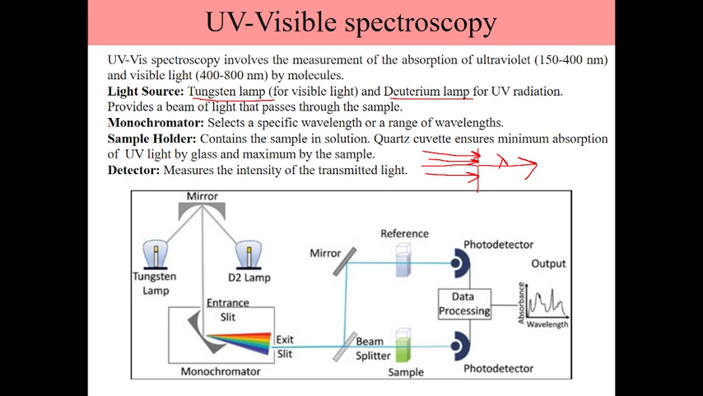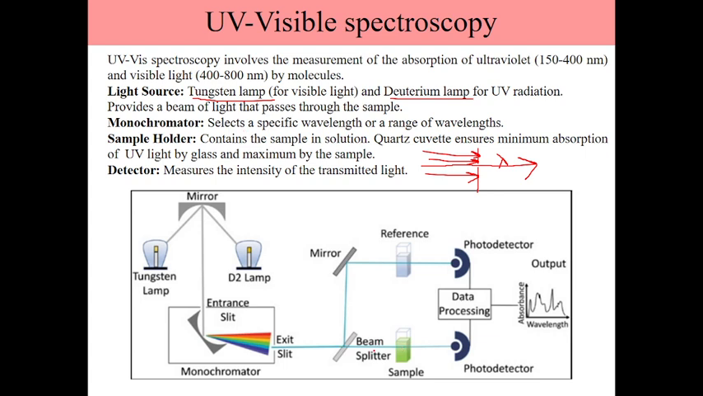It is allowing only light of a single color. So mono is single and chromator is particular wavelength. So light of a particular wavelength passes through. See here, light is coming, it is getting reflected, it is coming here, and this is the entrance slit. All the light comes in, but then there is dispersion and it is allowing only one specific, this particular blue light, to pass through. And then what happens? Blue light is allowed to pass through the sample.